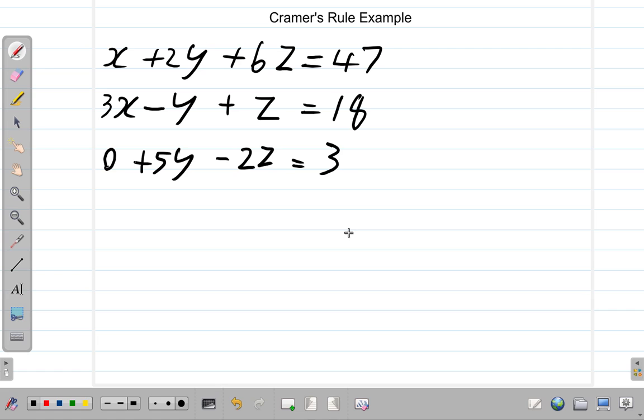Okay, good. You have paused the video and you solved it. So what did you get? Anyway, let's work through it. Let's first of all write down a matrix which contains the elements that multiply x, y, and z. All right?